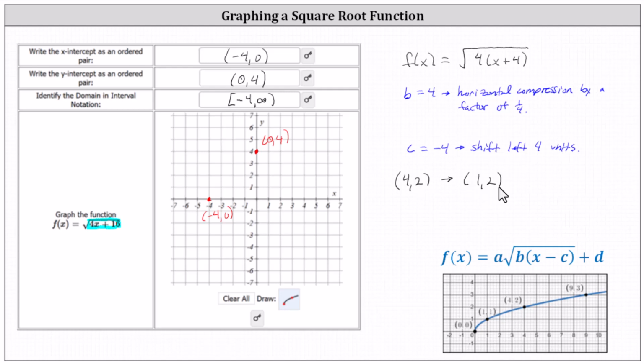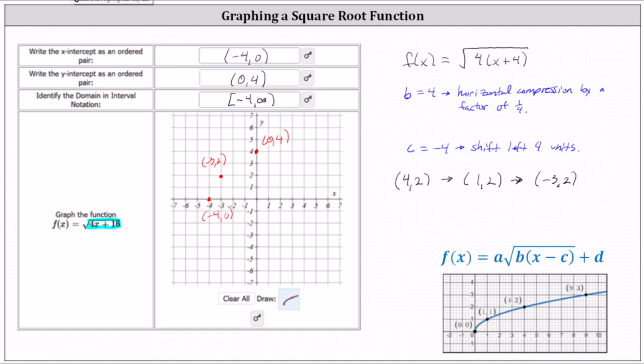And then to shift this point left 4 units, we now subtract 4 from the x value. 1 minus 4 is negative 3, resulting in the ordered pair negative 3, 2. This point is another point that's on the graph of f of x. Let's go ahead and plot this point, negative 3, 2.